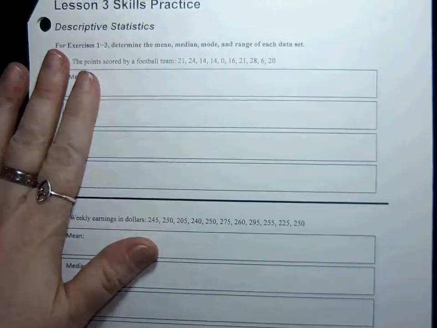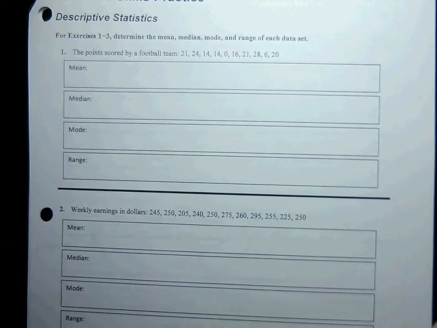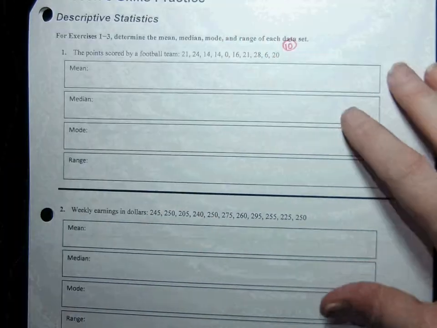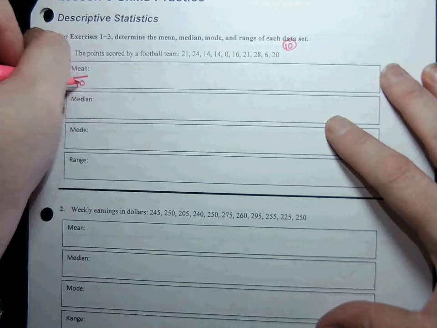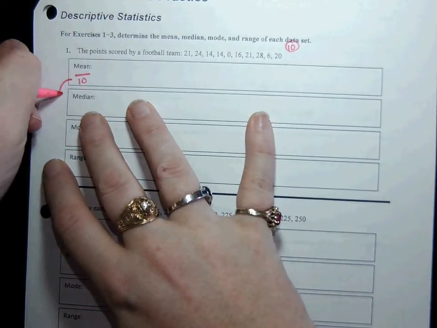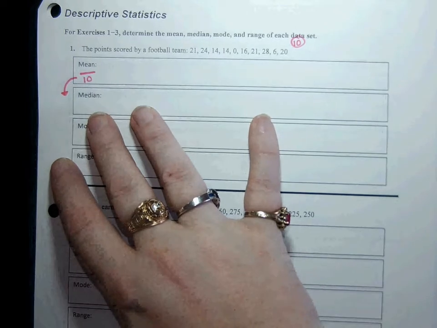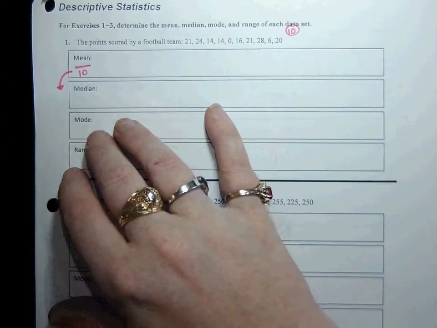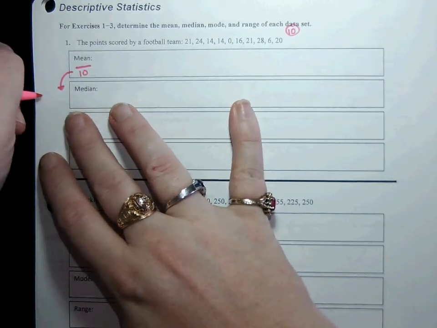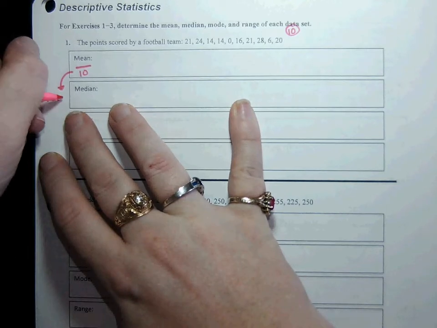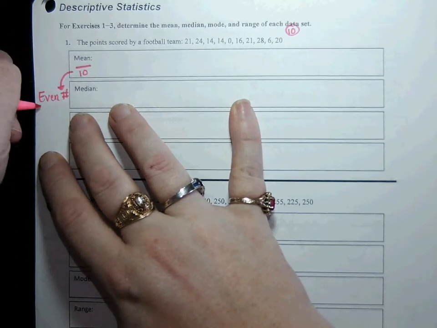How many numbers are in the data set? It says determine the mean, median, mode, and range of each data set. 10. Even number or odd? So what's going to happen on my median? There you go. She said you're going to have to add it and then divide. So the even number splits the middle.